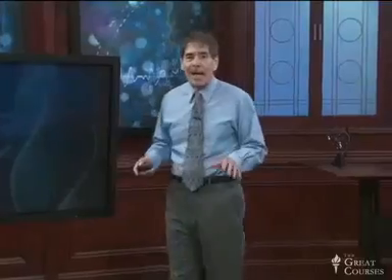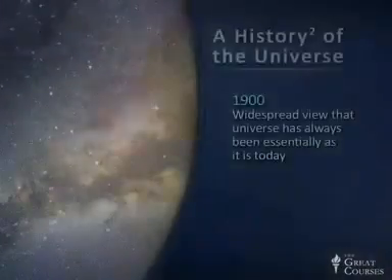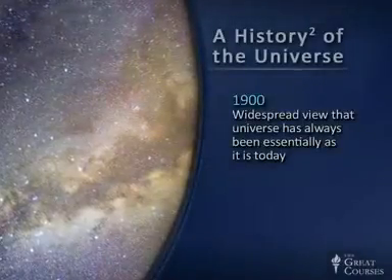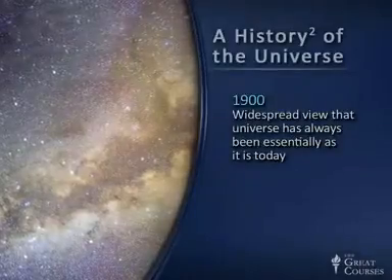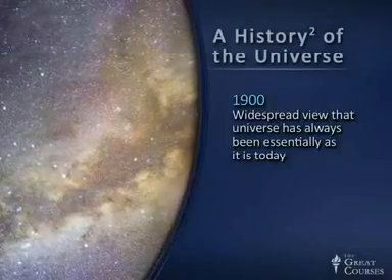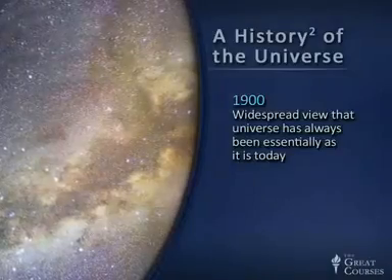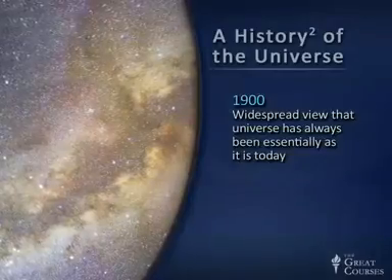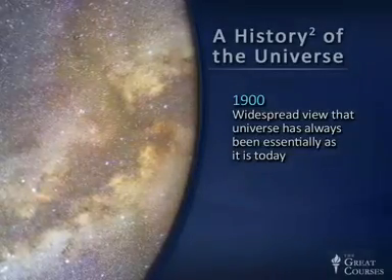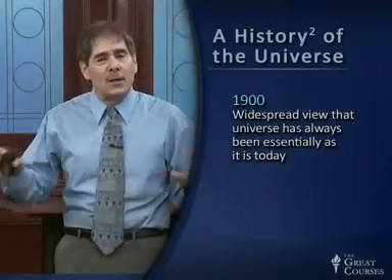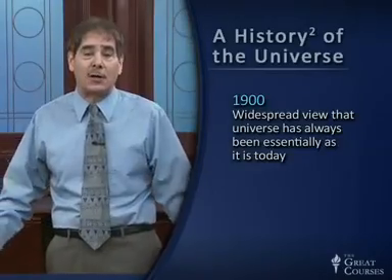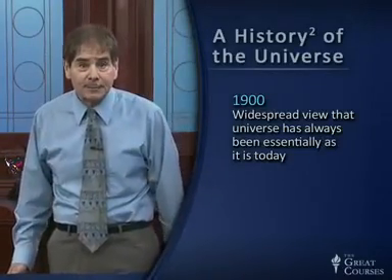So let's begin by looking at a history squared of the universe, a history of our understanding of the history of the universe. Around 1900, there was a widespread view that the universe had always been essentially as it is today, or as it was then, which is pretty much as it is today. The universe was a static place. It didn't overall evolve. Now, individual stars evolved, planets evolved, life evolved on Earth, history happened to human society, things like that happened. But overall, the big picture, the universe was basically a static place. And in those days, that meant it was populated with stars. And that was basically all we knew there was.